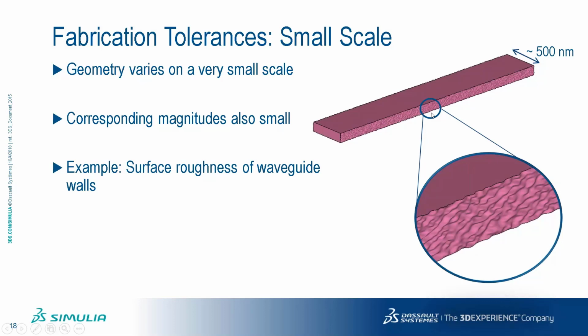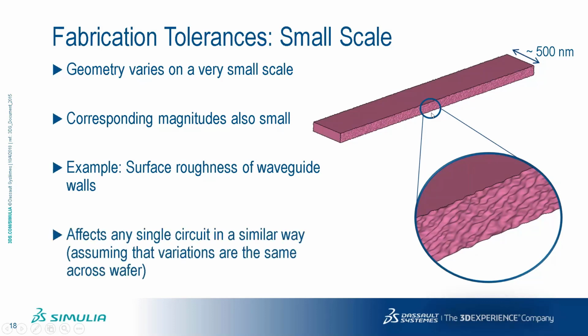And this variation is obviously present in every circuit, and affects every circuit in pretty much a similar way, assuming that there isn't another large-scale variation that directly affects the mean value of the small-scale variation. But if it's really a homogeneous small-scale variation across the wafer, then again you can account for that in the design process, and you can adjust. You can take that into account during the optimization.